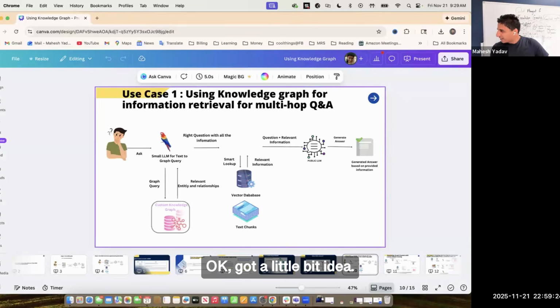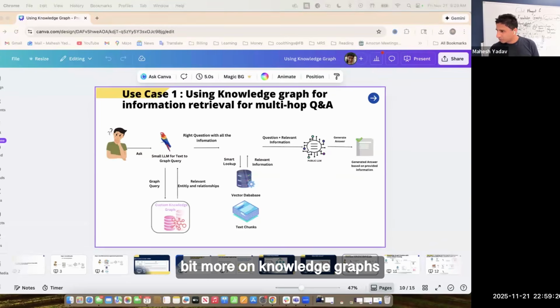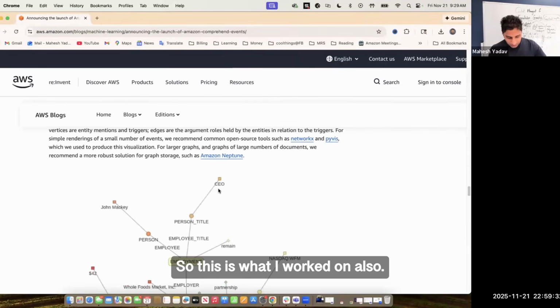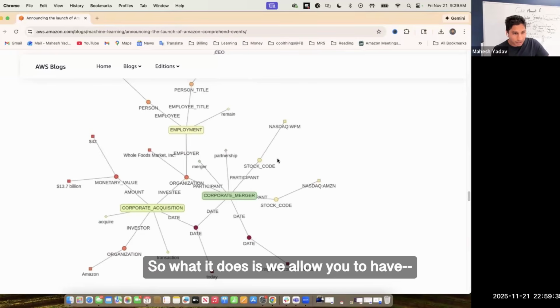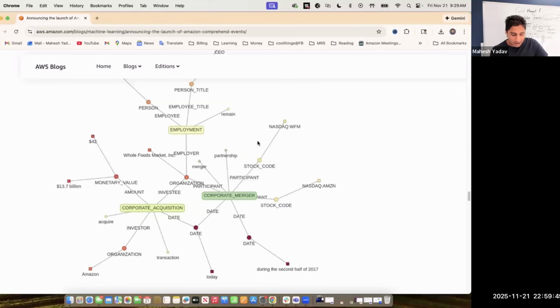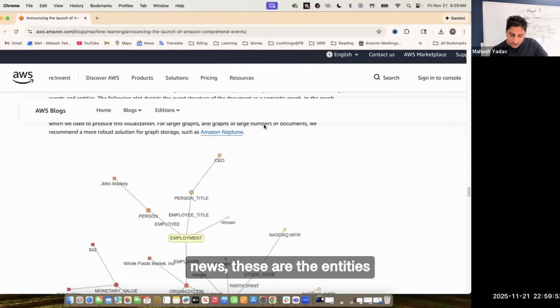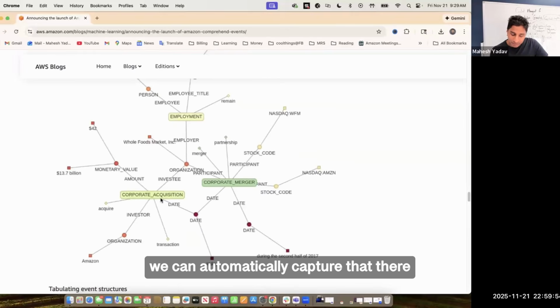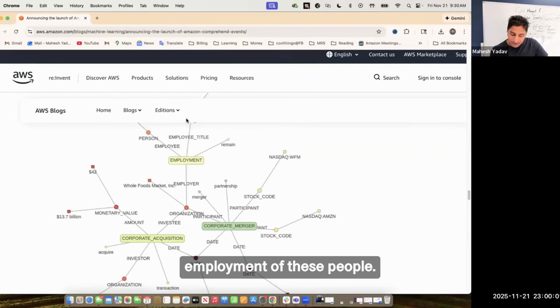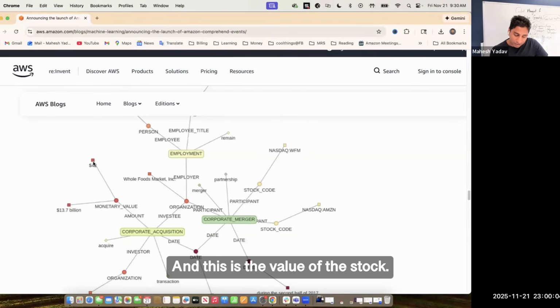Okay, got a little bit of an idea. Let me give you a little bit more on knowledge graphs before I take questions. So this is what I worked on also. This is Comprehend Events. What it does is we allow you to create a knowledge graph based on news. The news where Amazon was acquiring Whole Foods. And if you put that news in, these are the entities we can automatically capture: that there is a corporate acquisition. It's a merger with employment of these people. And this is the value of the stock.